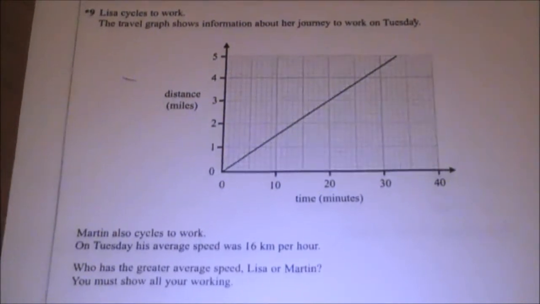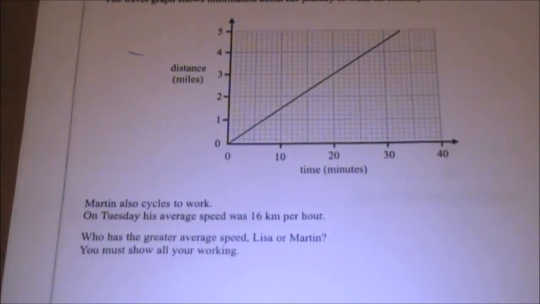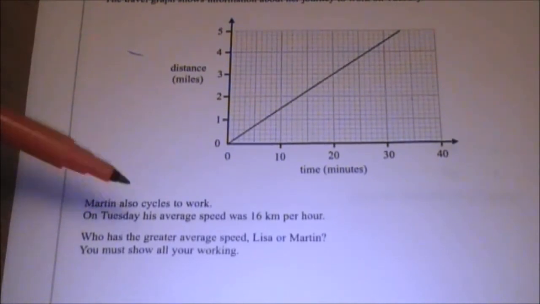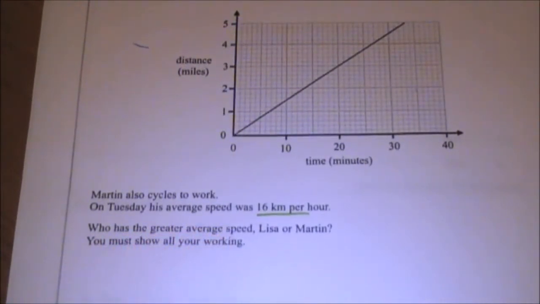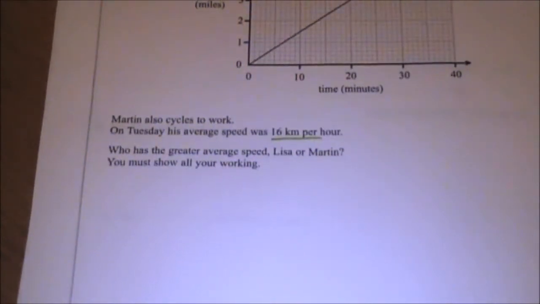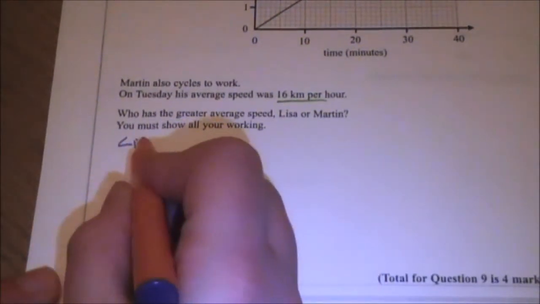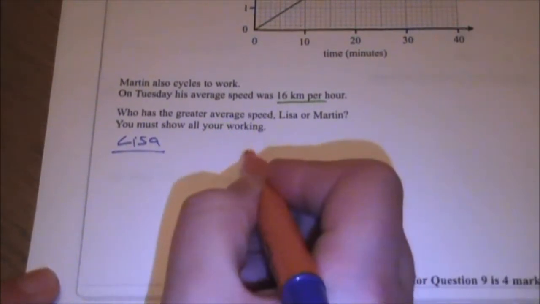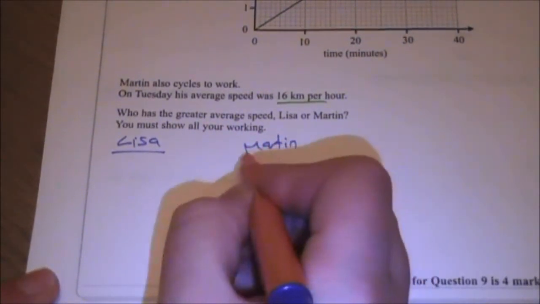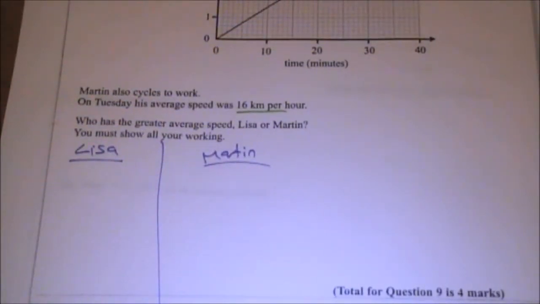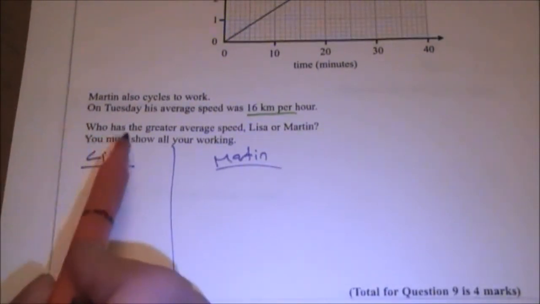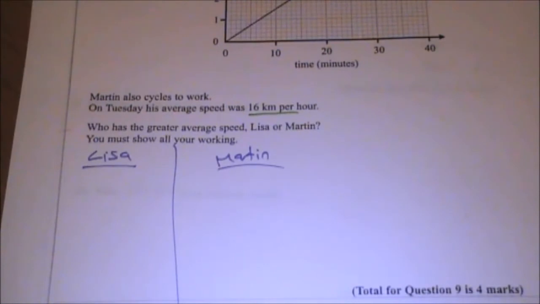Martin also cycles to work. On Tuesday, so the same day as Lisa, his average speed was 16 kilometers per hour. Who has the greater average speed, Lisa or Martin? You must show all your working. Now I'm comparing two things here. I'm comparing Lisa and Martin. Because of that, I'm going to have this for Lisa and this for Martin. So I'm going to deal with Lisa's calculations here, Martin's over here. Because it's asking who has the greater average speed, I'm going to have to put a sentence at the end because it wants me to be specific about my answer.